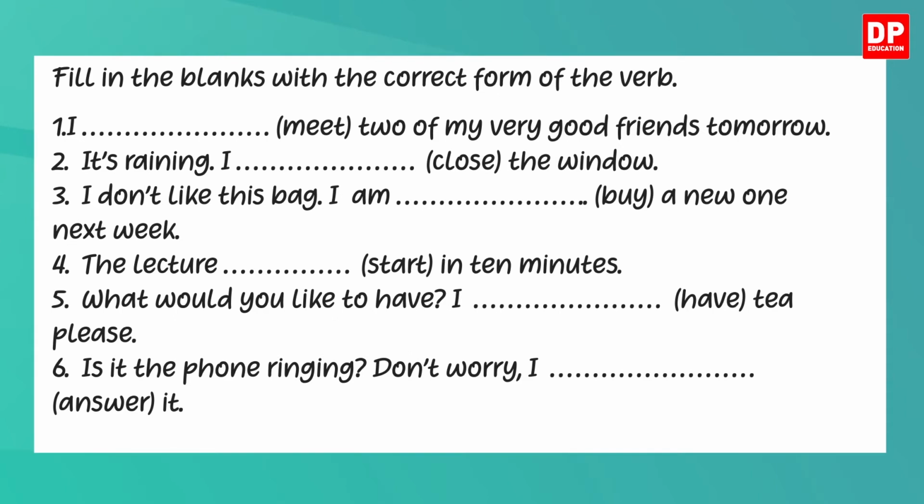Okay, children, let's check your answers. Look at the first one. I blank meet 2 of my very good friends tomorrow. Now children, this is an arrangement. As we have learnt earlier in this lesson, an arrangement involves other people. Here the speaker has made an arrangement to meet 2 other friends. So the place of the meeting and the time of the meeting have already been decided.